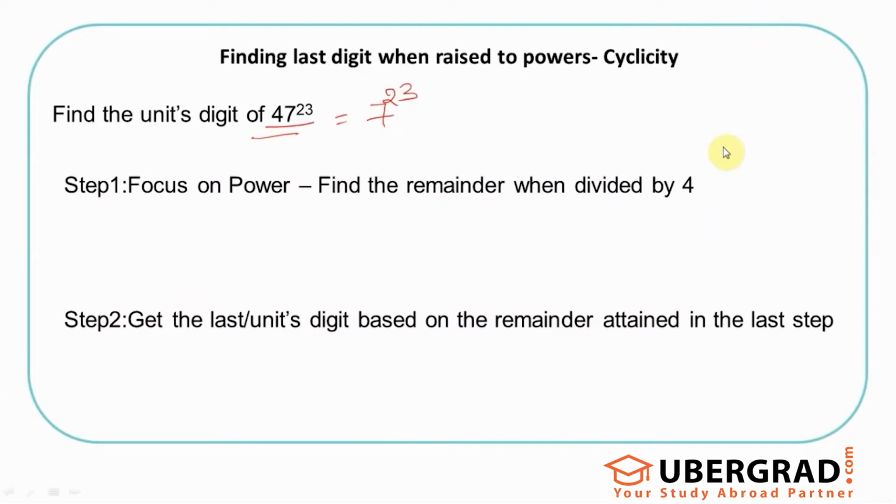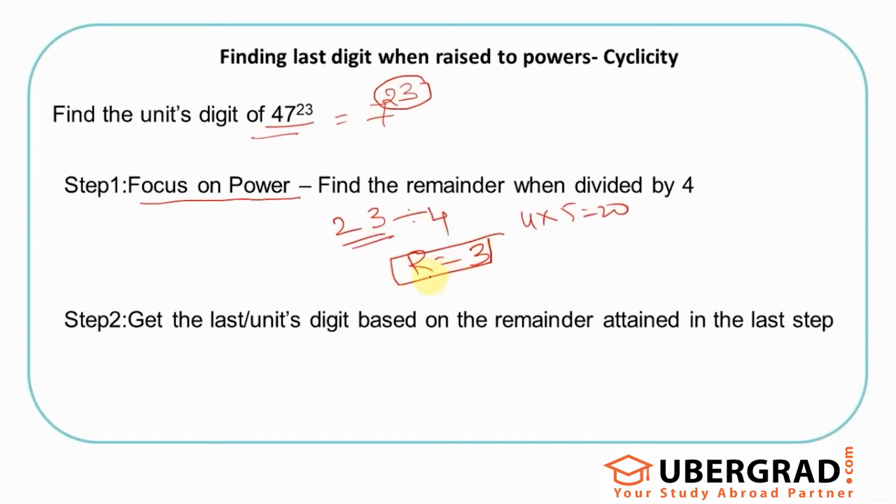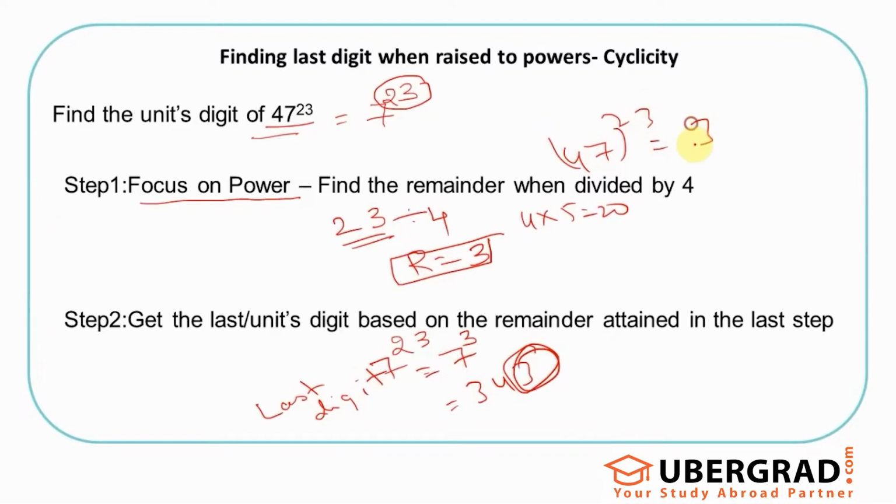Again using the same logic, the step to follow is to focus on the power first. So the power is 23 divided by 4. What would be the remainder? The closest multiple of 4 is 4 fives are 20. 4 sixes are 24, which is greater than 23. So the remainder is 3. Once you know the remainder is 3, that means 7 power 23 is same as 7 power 3 in terms of the last digit. 7 cube is 343, so I know the last digit is 3. So the last digit of 47 power 23 is also 3.